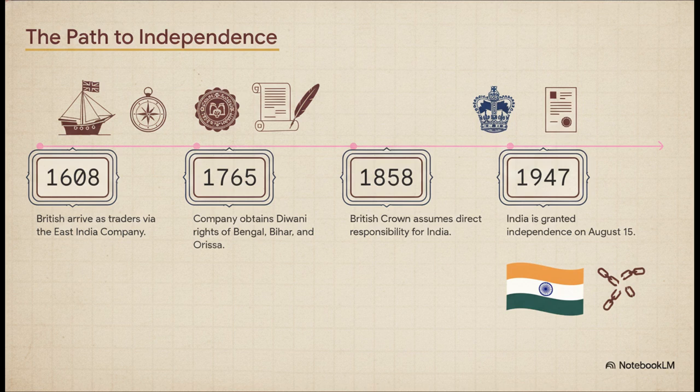These Diwani rights were granted by the Mughal Emperor Shah Alam, right after the company won the Battle of Buxar in 1764. This officially kicked off the company's career as a territorial power, a rule that would last until the Crown took over in 1858, paving that long road to independence in 1947.